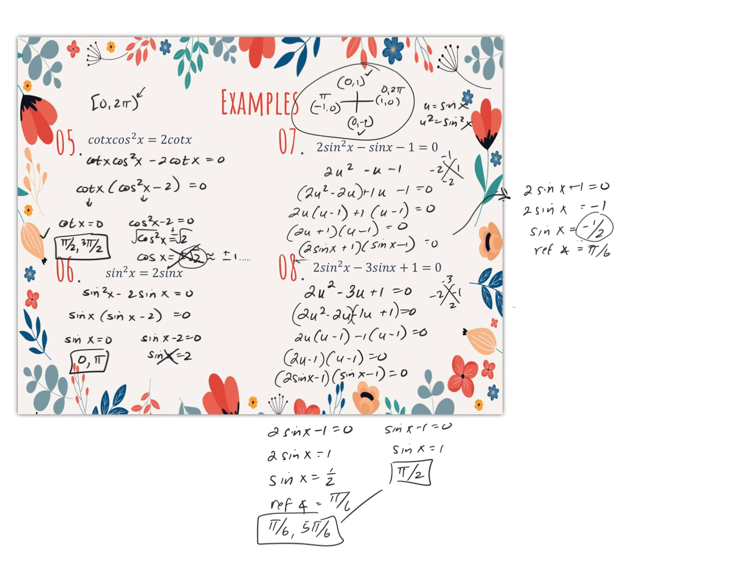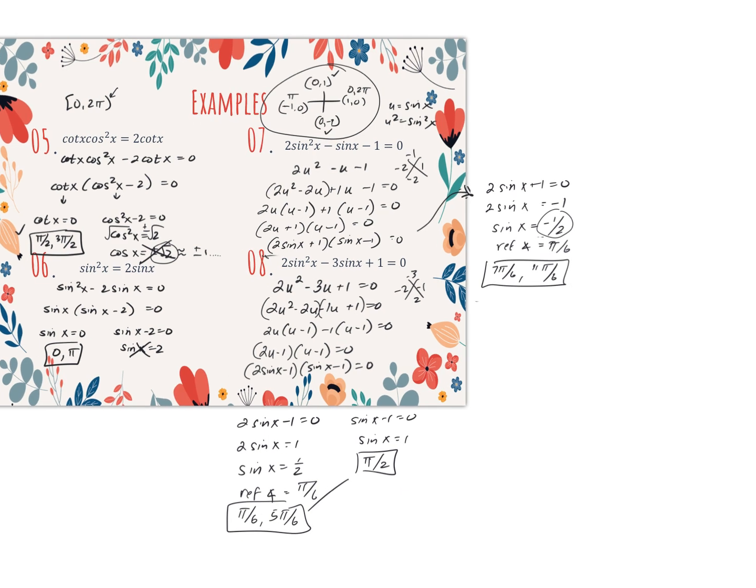So that means that my solutions are going to be pi plus pi over 6, which is 7 pi over 6, and it's going to be 2 pi minus pi over 6, which is going to be 11 pi over 6. So these are the answers for the first one. The second one is sine x minus 1 equals 0. So sine of x equals 1. And again, at pi over 2, our sine is 1. And so these are my solutions. And so that's why they were different. I made a mistake in number 7, so make sure you check that.